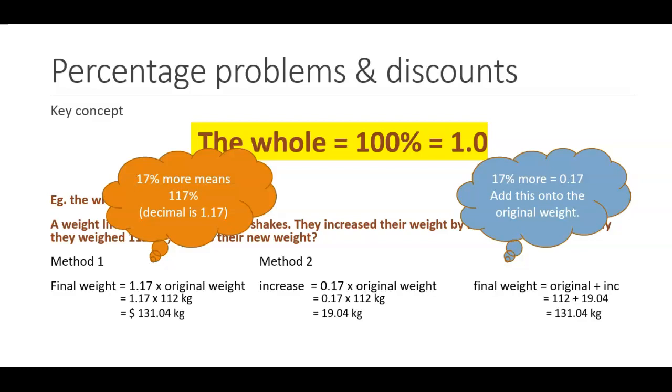So method number one, 1.17 times the weight. The other one is 0.17 times the weight, and then add that answer on to 112. Both will equal the same answer. Which one's right? They're both right, because you can do it either way. And what is the question asking? Make sure you understand what that is before the student progresses on the problem. And also to have a look at the answer.